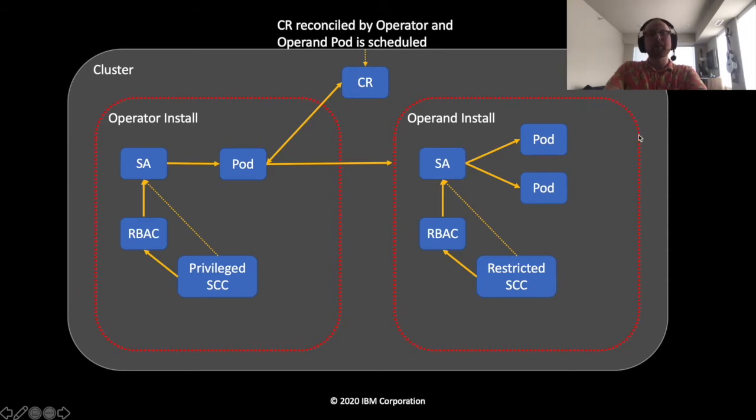So if we look at what happened here, we have a clear separation of roles and duties. One role is a cluster admin, and their job is to install the operator, and the operator's job is to look on the cluster for these custom resources and reconcile those. We have another role, which is the namespace admin or developer, and their job is to stand up an instance of the operand here. And each of those roles requires different privileges, and we can see that through the separation of different service accounts bound to different security context constraints.